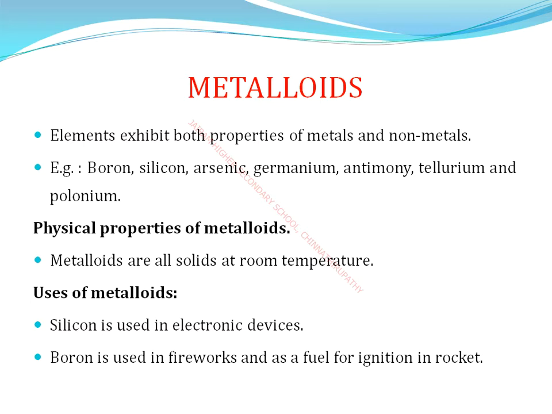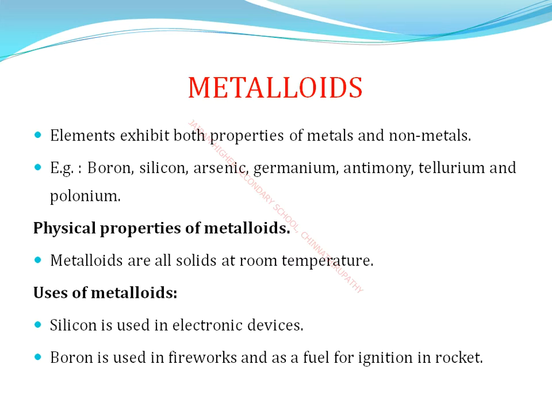So metalloids are not a large group. We have only a few metalloids. What are they? For example boron, silicon, arsenic, germanium, antimony, tellurium and polonium. In the periodic classification table, the yellow colored step line marks the metalloids.